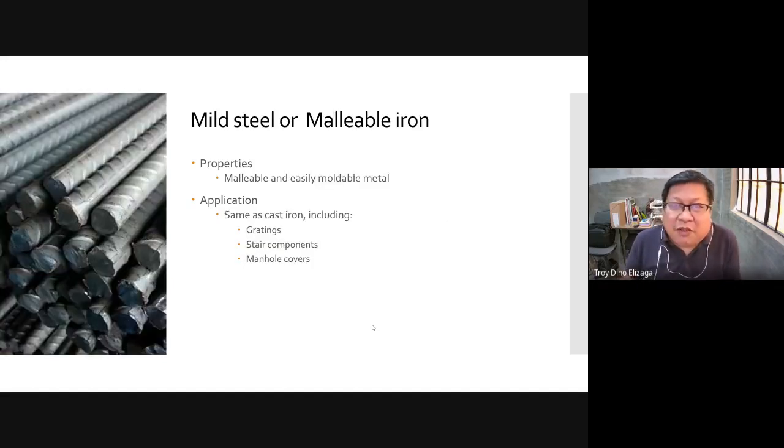Mild steel or malleable iron, these are malleable and easily moldable metal, and that's why they're normally used for construction, especially in gratings, stair components, and manhole covers. And they're also applied the same manner as cast iron. Okay. Here in the picture, you can see the deformed bars, which are used as reinforcement bars for concrete works.